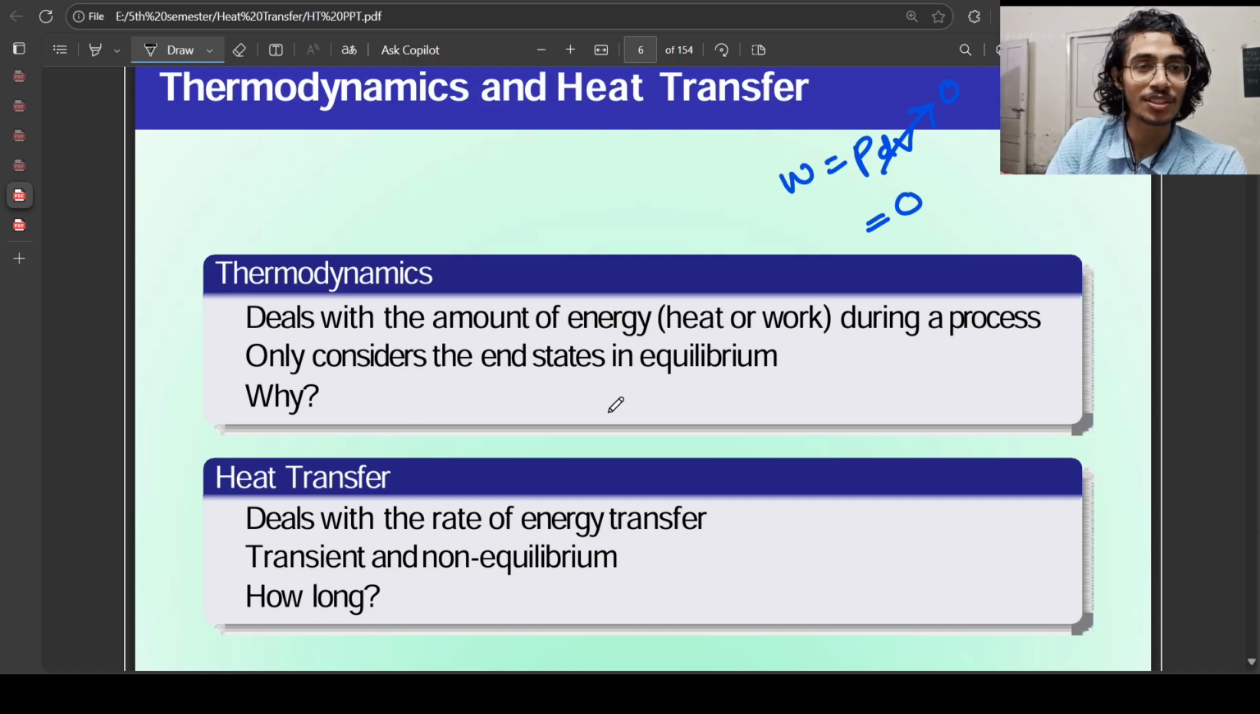In thermodynamics, you had different formulas for different processes. In thermodynamics, we typically have four processes, right?